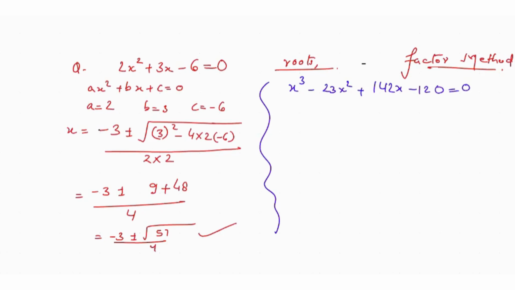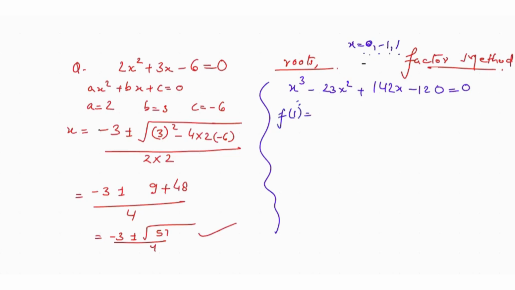The hit and trial method means we will start putting in the values x equal to 0, x equal to minus 1, x equal to 1. If any value you put in for x makes the left hand side equal to 0, you know that you will get one root. So let's find the one root. Let's start by putting x equal to 1.